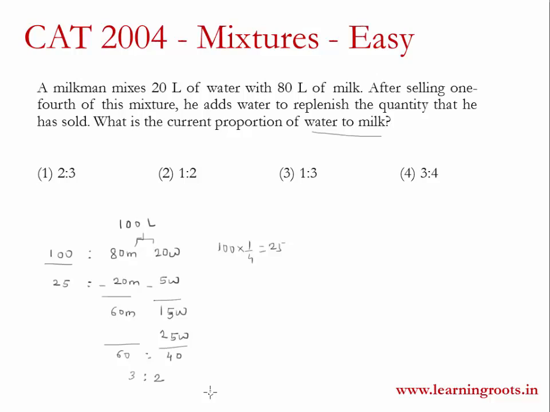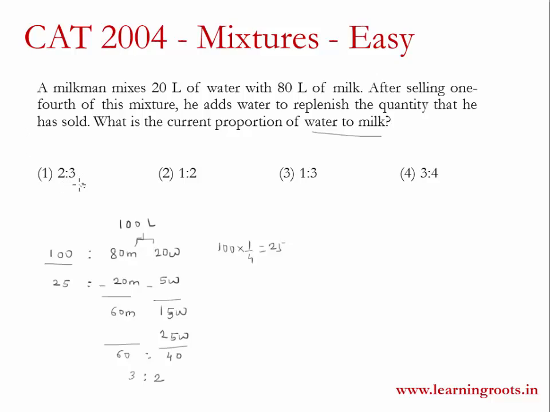Now let's see if we can solve this question using some smart method without doing so many steps. They are asking the current proportion of water to milk after that person has sold some part of the mixture and is adding water to it. So the quantity at the end of this is still 100 liters, right? Now 100 liters is divided into milk and water. So the proportion that you have, expressed in the simplest ratio format, the sum of individual parts should be some divisor of 100, right?